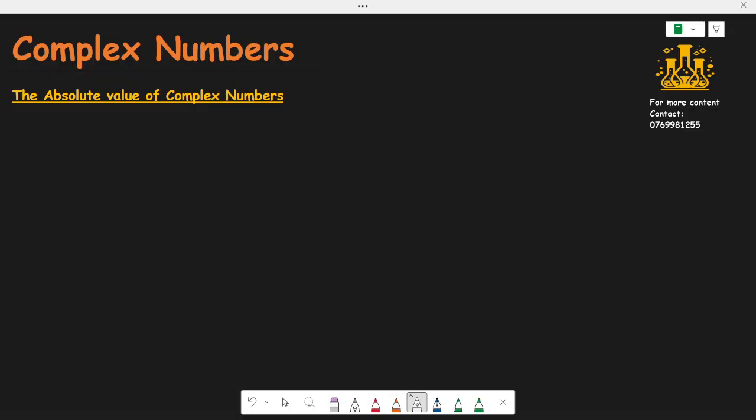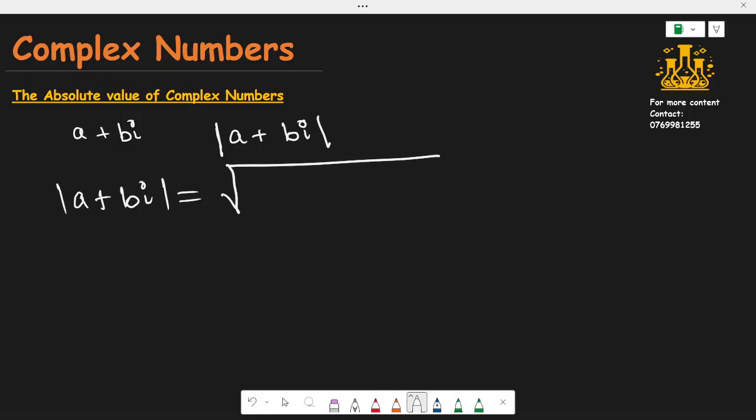Now, how about when we come to complex numbers? Having known the standard form for a complex number, which looks like this, a plus bi, and they ask you to find the absolute value of this. Basically, what is the absolute value of this? We are saying the absolute value of a complex number is equal to the square root of a squared plus b squared. This is the absolute value of a complex number.